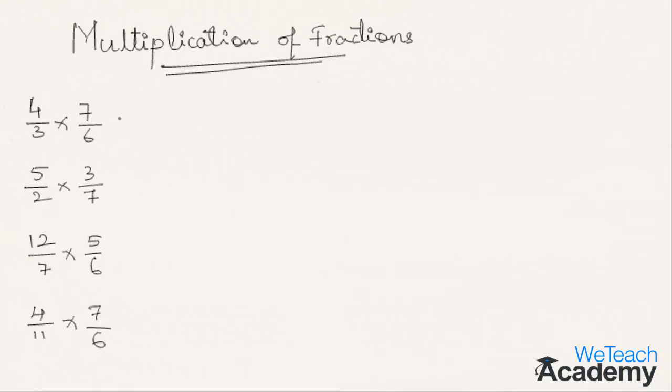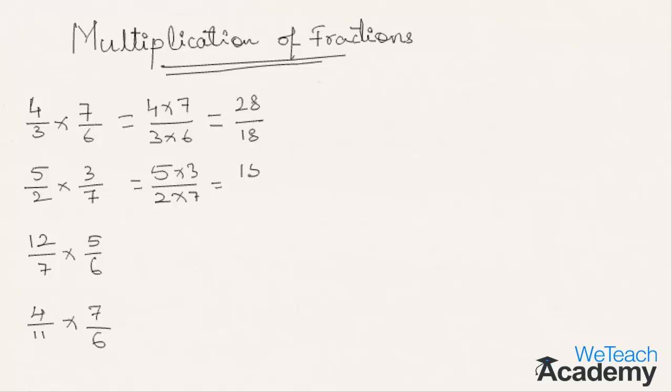In the first example, the product of numerators is 4 into 7 by the product of denominators, that is 3 into 6, which is nothing but 4 7s are 28 and 3 6s are 18. Now in the second example, the product of numerators is 5 times 3 by the product of denominators, that is 2 times 7, which is nothing but 5 3s are 15 and 2 7s are 14. So 15 by 14 is the result.